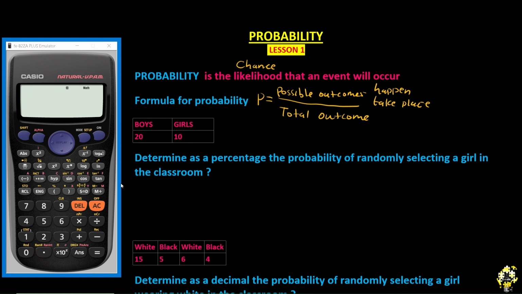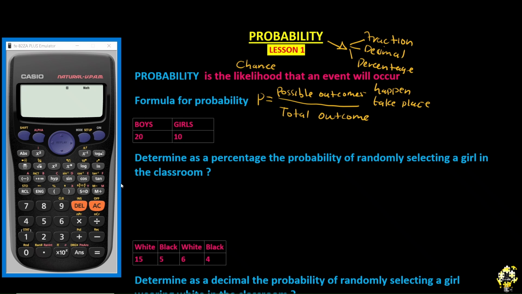Now, another thing that you need to know is that probability can be expressed in 3 ways. It can be expressed as a fraction. It can be expressed as a decimal. The decimal can also be expressed as a percentage. So, 3 ways of expressing probability. And now you have this formula that we are going to use to solve all these questions.